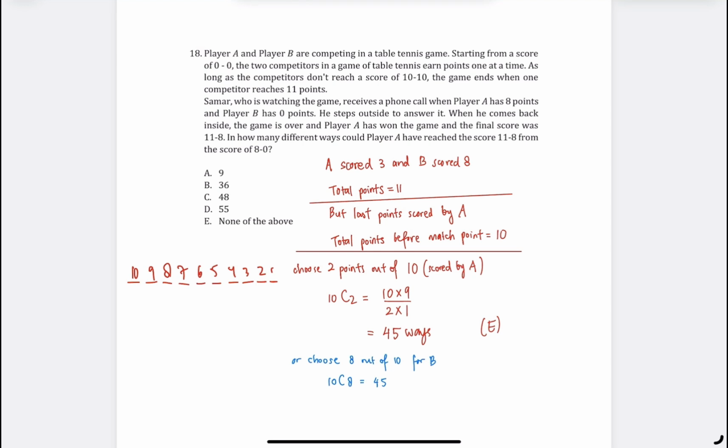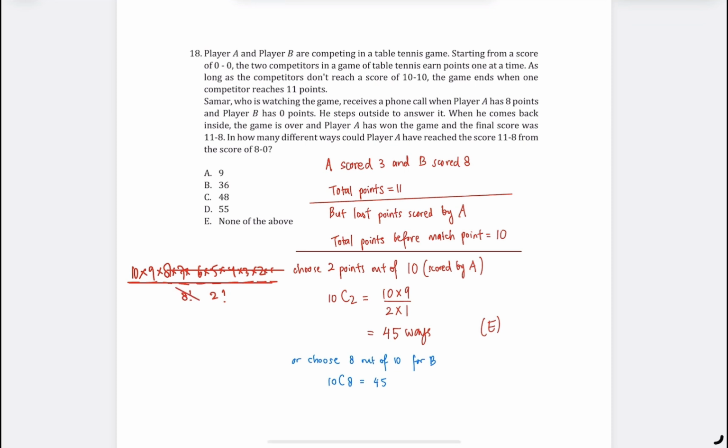Okay, but in this case, A is repeated 2 times and B is repeated 8 times. So that means after I multiply all this, I must divide by 8 factorial and 2 factorial. Okay, this is our 8 factorial.